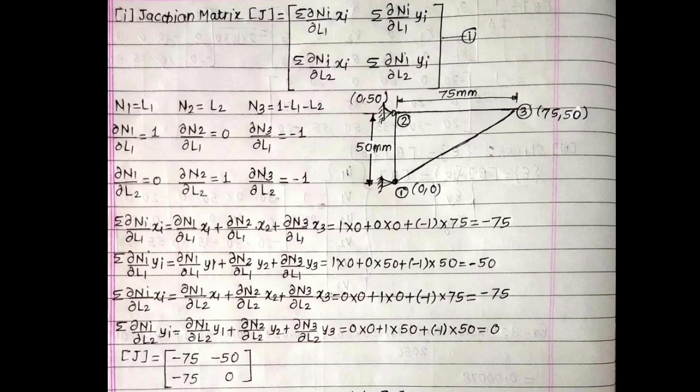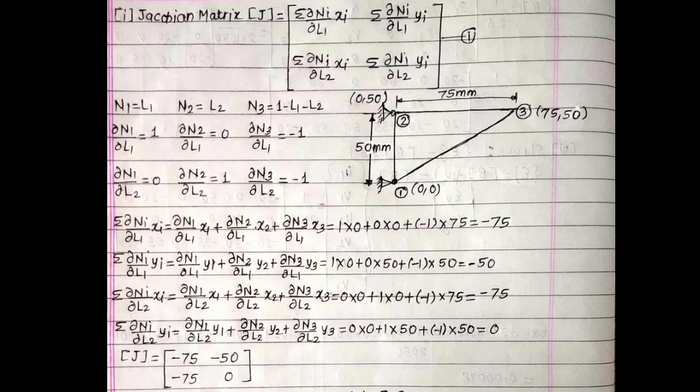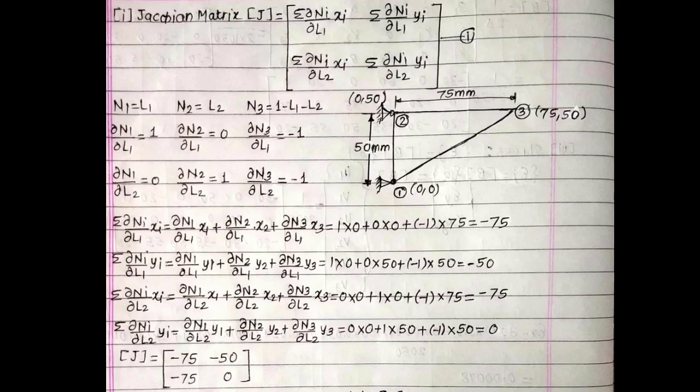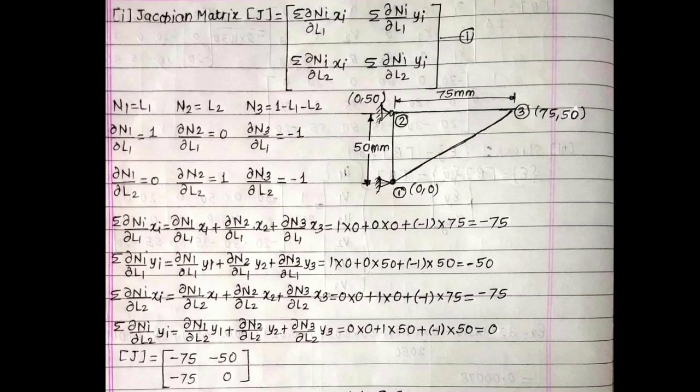Now you know that the addition of all the shape functions should be equal to 1. So N1 plus N2 plus N3 is equal to 1. So N1 is equal to L1. I will differentiate N1 partially with respect to L1, so it is 1. Then differentiating N1 partially with respect to L2 is 0. N2 is equal to L2. Differentiating N2 partially with respect to L1, it is 0. Then differentiating N2 partially with respect to L2, it is 1. Then N3 is equal to 1 minus L1 minus L2. Differentiating N3 partially with respect to L1, it is minus 1. And differentiating N3 partially with respect to L2, that is minus 1.